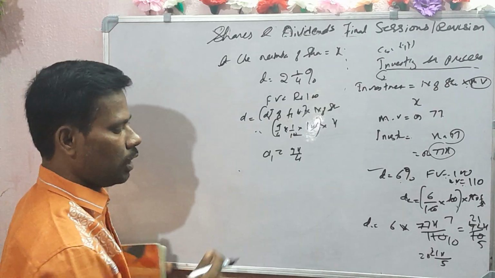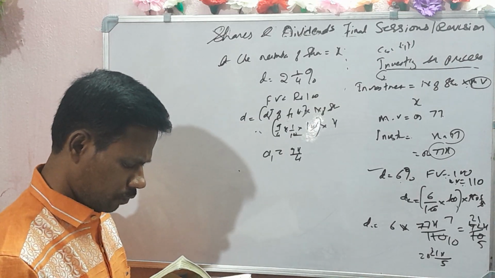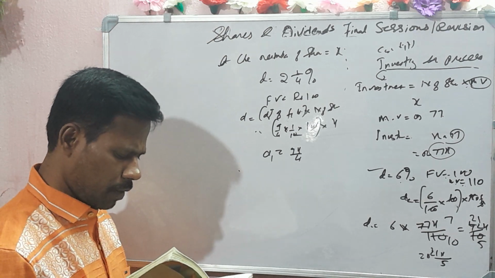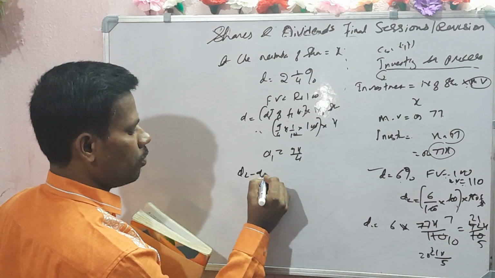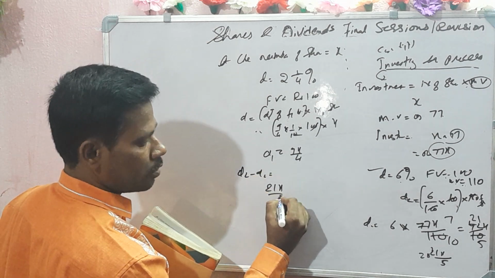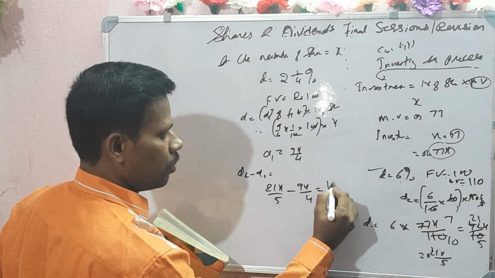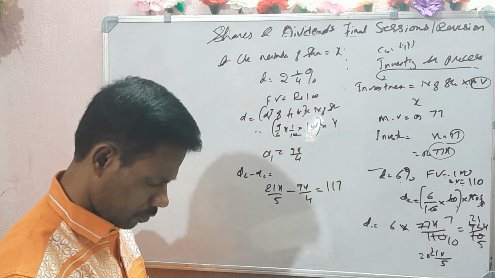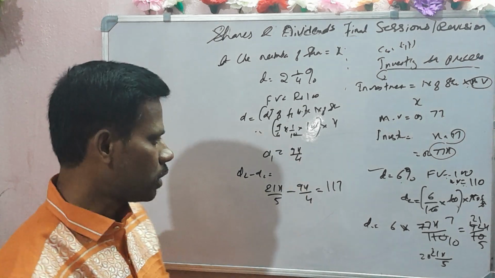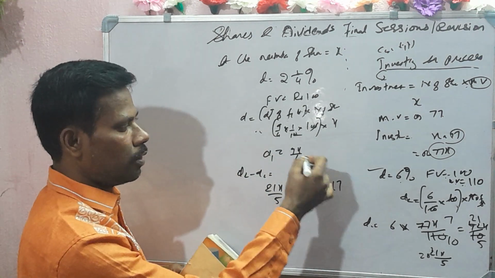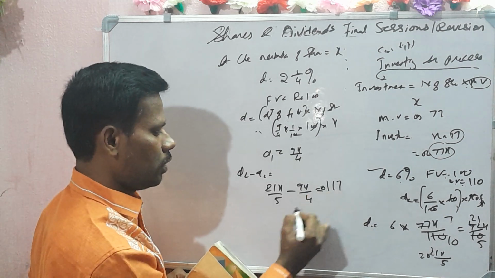Calculate the difference. Here they are asking how a person increased his income by rupees 117. So D2 minus D1 is equal to 21x by 5 minus 9x by 4 is equal to 117. Increase means there is some difference between these two. So D2 minus D1 is nothing but 117.